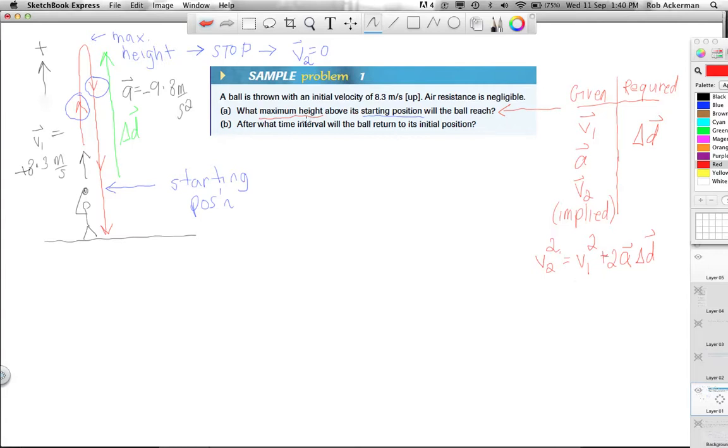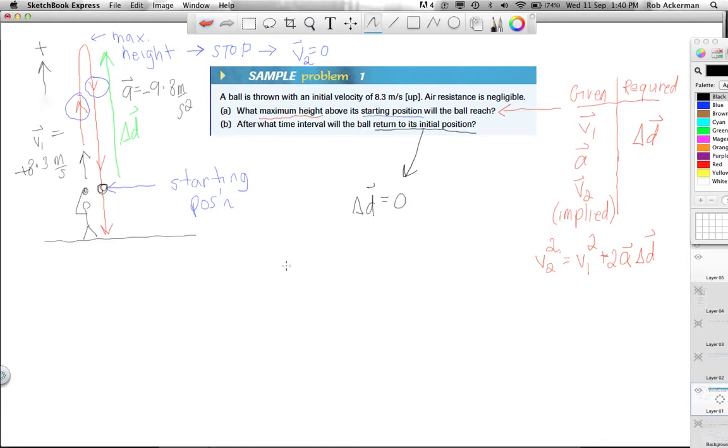As for part B, after what time interval will the ball return to its initial position? Back to thinking about implied information. When they say return to initial position, well, on your diagram, that's right here. We're talking about the ball coming back to here. That's an English idea. How do you convert that into a physics statement? Well, the idea here is that if you go back to where you started, your displacement is 0.